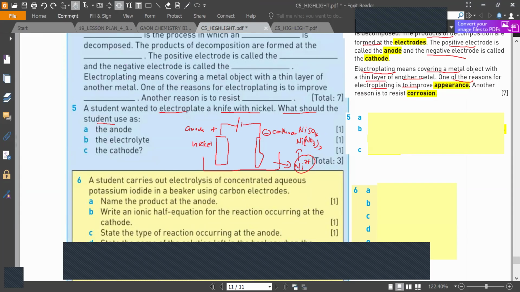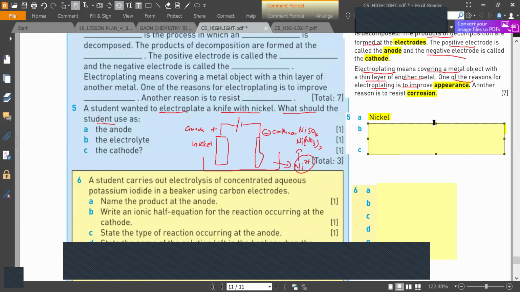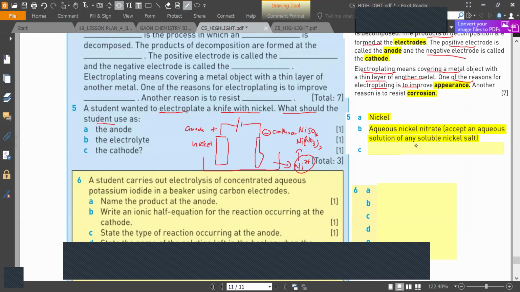So the anode should be nickel. The electrolyte is nickel nitrate, or any solution with nickel. Mostly we will use nickel nitrate because it's soluble. And then the knife, we will put at the cathode.